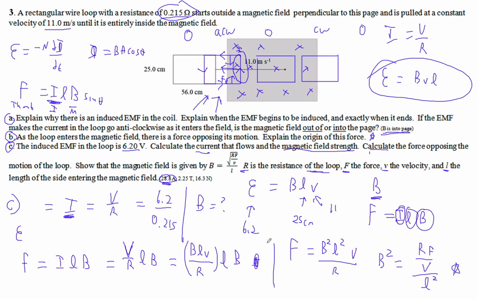Just be prepared to do stuff with these. Key equations, we've got this guy. I'm going to ask you to derive some other expression. We've got F is ILB. It's a crazy expression.